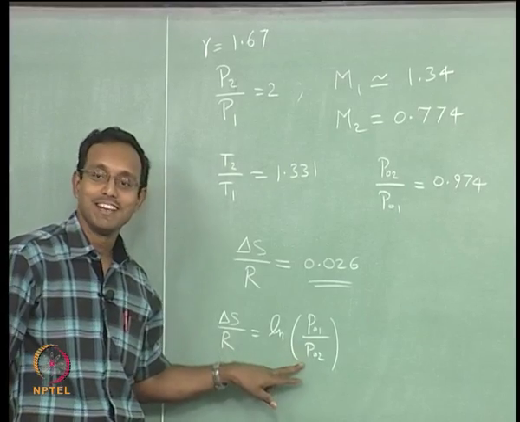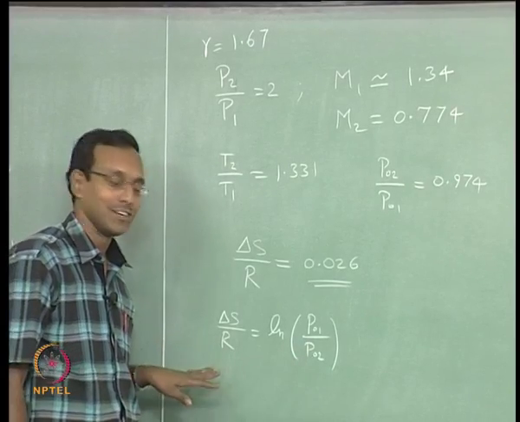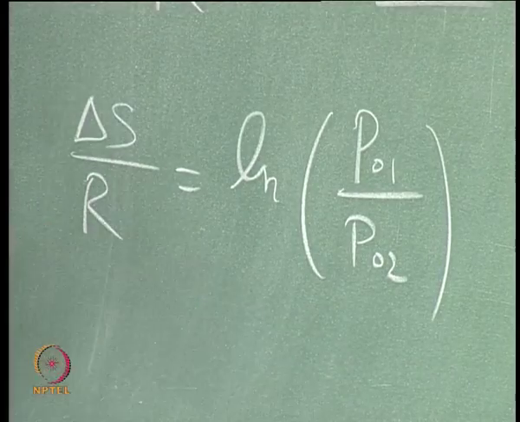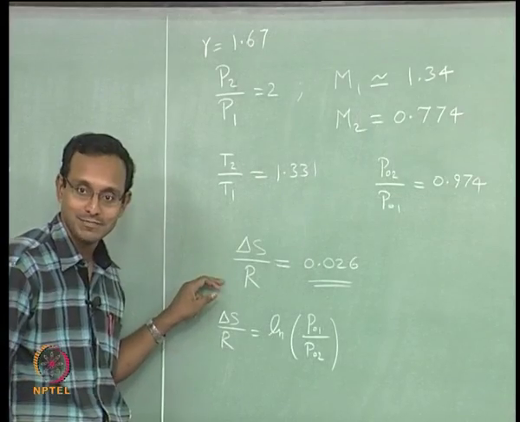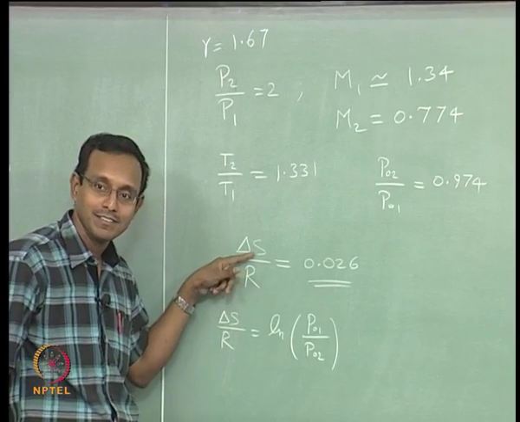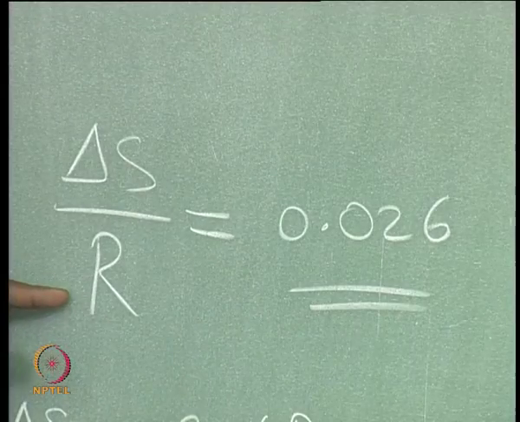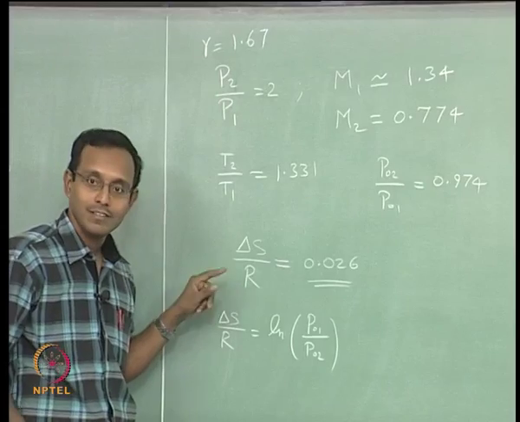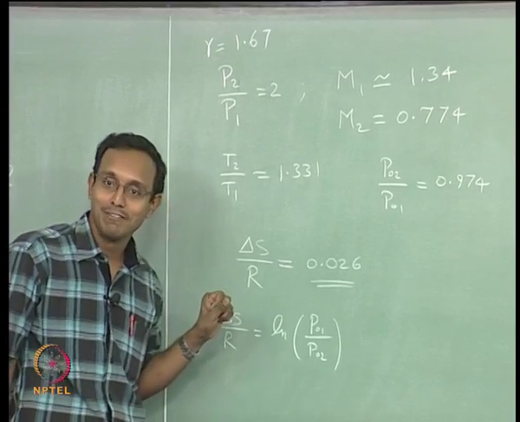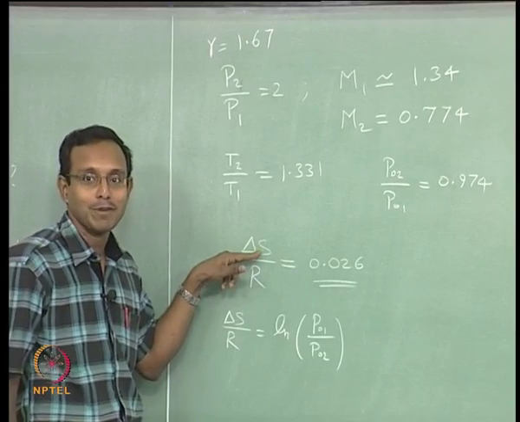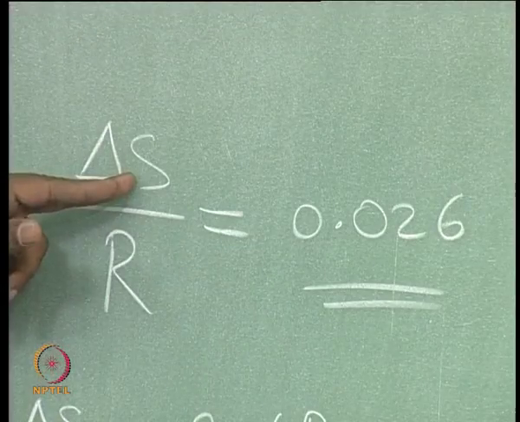This side is dimensionless, so this should also be dimensionless. If it is a correct equation, both sides should have the same dimensions. So this is also dimensionless, which means the dimension of my entropy is the same as R. What is the unit of R now? Joules per kilogram per Kelvin. So this will have units of entropy per kilogram. Remember that.